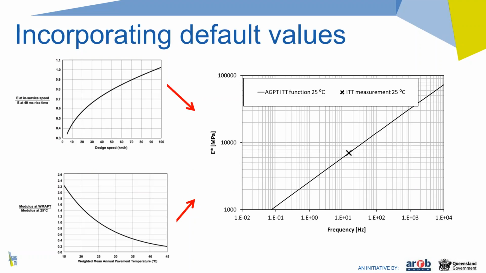So we've also introduced in the tech note, we converted the default values and the default correction factors for temperature and load frequencies from Ostrodes into a modulus master curve. So if you take those two equations from Ostrodes on the left, you can actually combine those into a single master curve, and the graph on the right shows you what happens then. So you get a straight line, and the cross indicates where your resilient modulus value would be in that. So it is possible to use the current Ostrodes default values and turn them into a master curve.